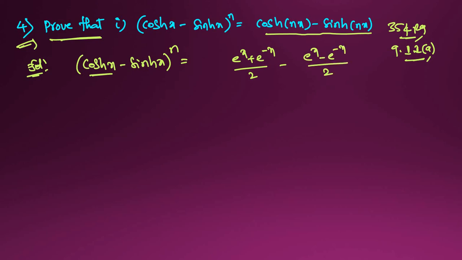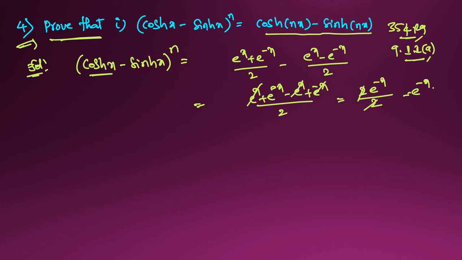So from this we have to multiply, so the denominator LCM 2 will come here. So e power of x plus e power of minus x will come here, minus e power of x minus e power of minus x. This 2 will get cancelled, this one and this one. We will get 2 into e power of minus x by 2, and the 2s get cancelled. E power of minus x will remain. So this whole power of n, we will submit, and it will become e power of minus nx.